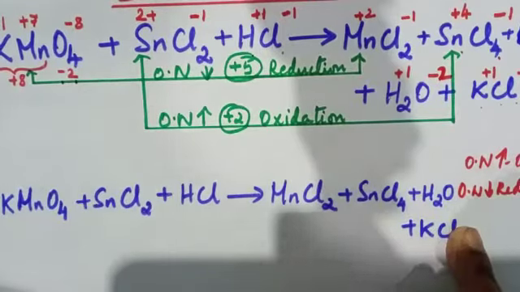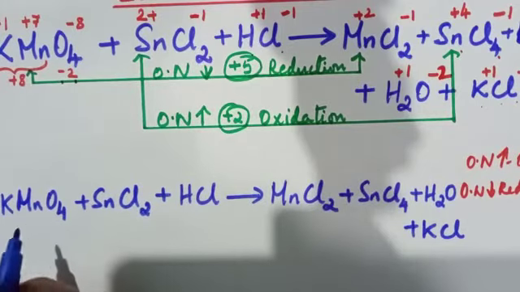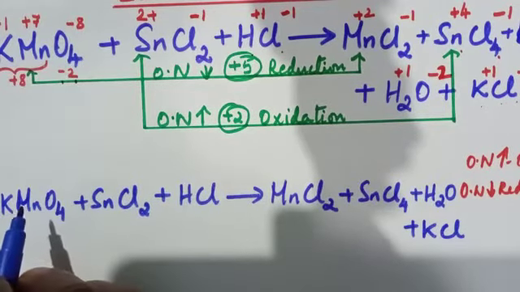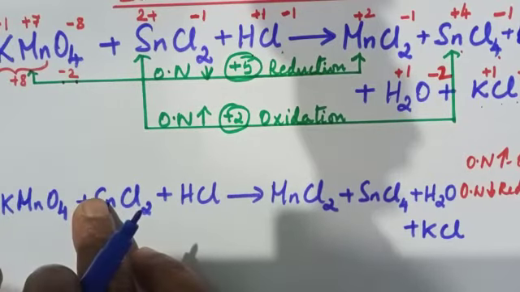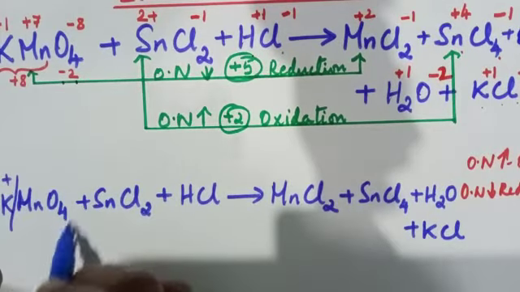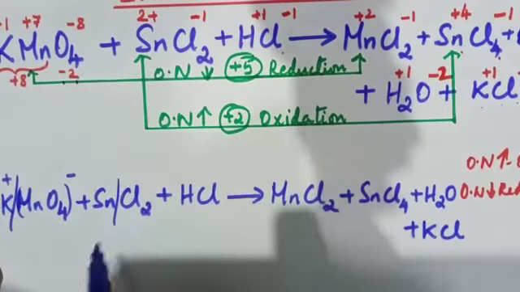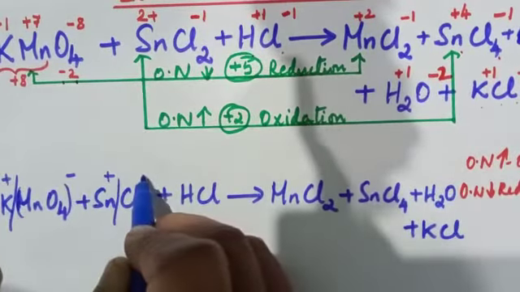Now we have to write the ionic form of the equation. Which atom is undergoing oxidation and which is undergoing reduction, all that we have understood and found in the previous step. Now in this step we are just writing the ionic form of the redox reaction equation. For potassium permanganate, in order to make it ionic, I am just splitting it. Potassium is always a positive charge, whereas MnO4 has a negative charge. Likewise in this molecule, tin has a positive charge and chlorine has a negative charge.